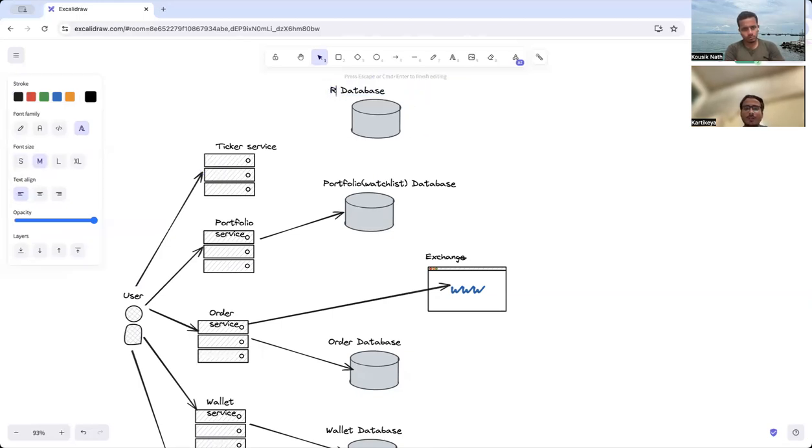And we also need a sort of ticker database. So what do we need from the ticker database? That is one thing, and by that we can talk about the technology. What is a ticker? Ticker is actually the current price of a particular stock.